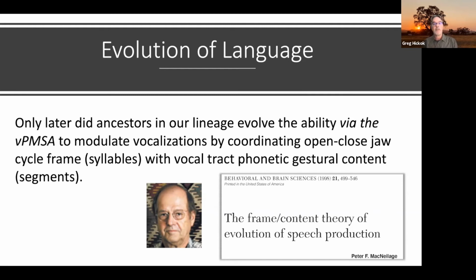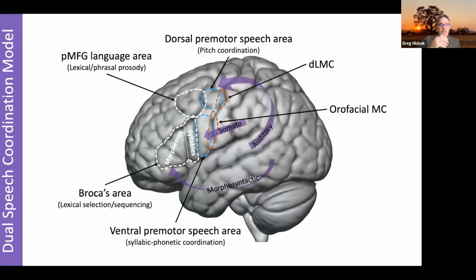The content is the phonetic gestures that are produced at the open and close phase of those cycles. And this is fairly well accepted. People think that this is related to the evolutionary developments in ventral speech areas, and this is perfectly consistent with our view here. The point is that this probably came later, and other people have pointed out that one major limitation of this is that there's a missing link. If you can't generate voice, then you're not going to be able to modulate it with these frame content gestures.